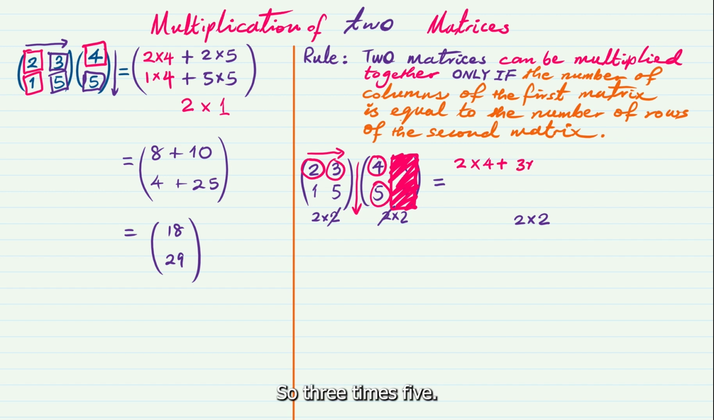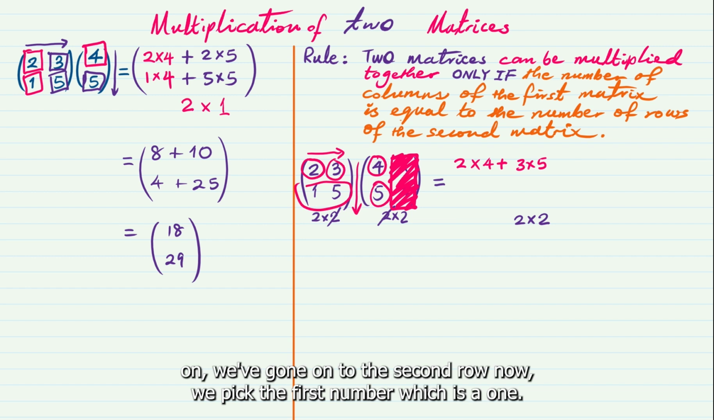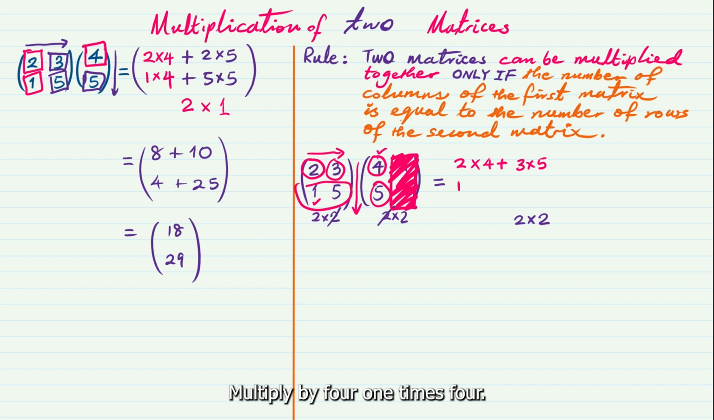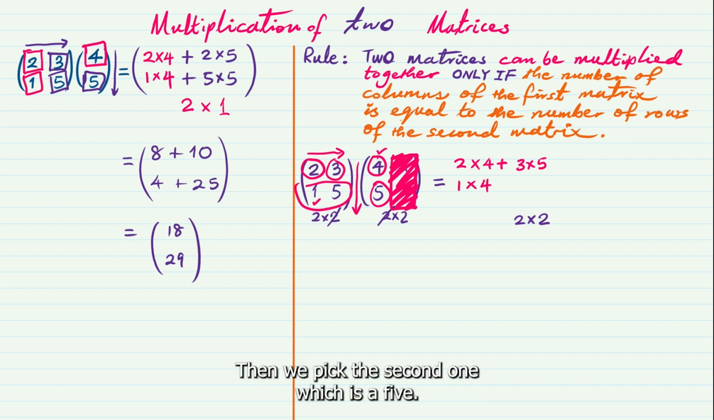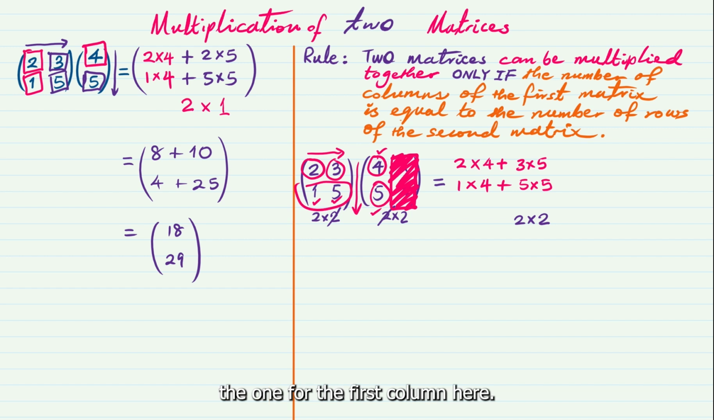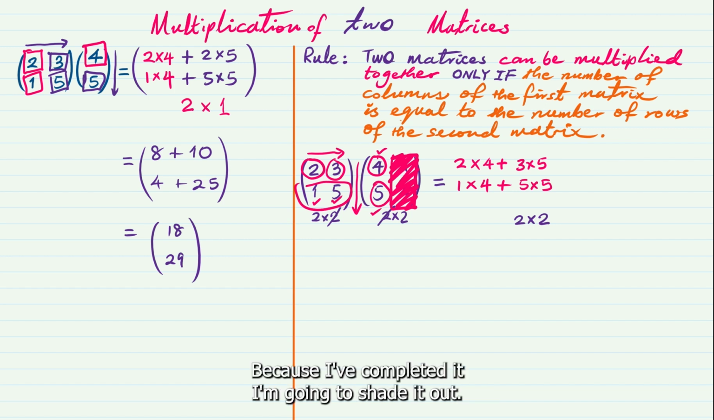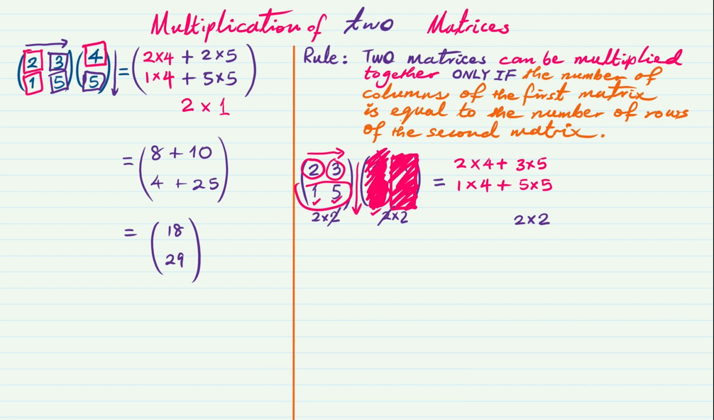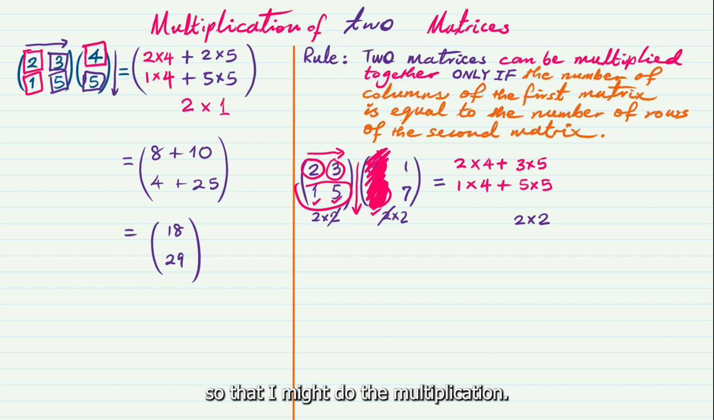So 3 times 5. And the next, we've gone on to the second row now. We pick the first number, which is a 1, multiplied by 4, 1 times 4. Then we pick the second one, which is a 5, multiplied by 5. So I have 5 by 5. And that completes the one for the first column here. And because I've completed it, I'm going to shade it out.